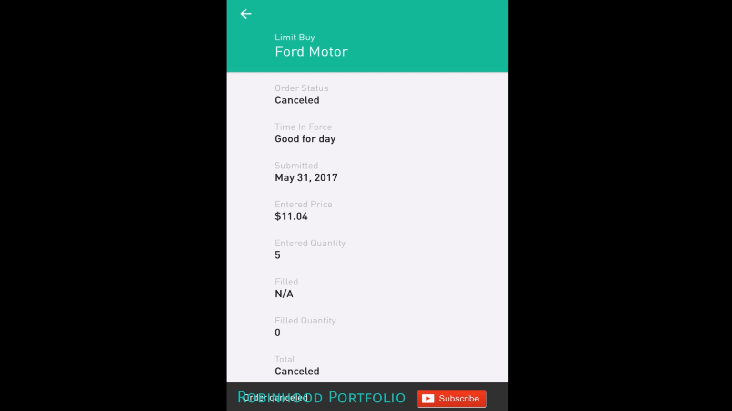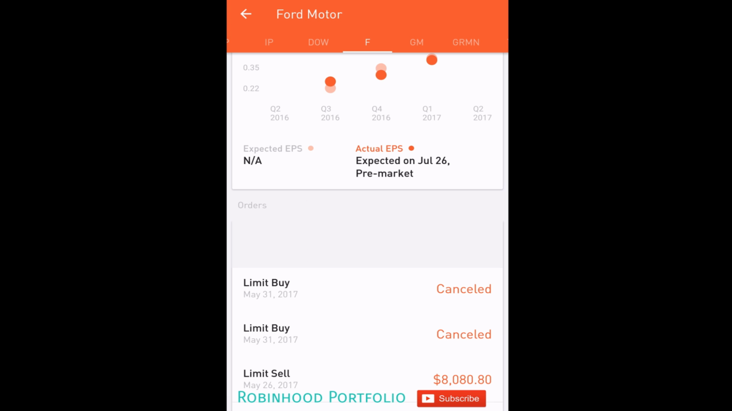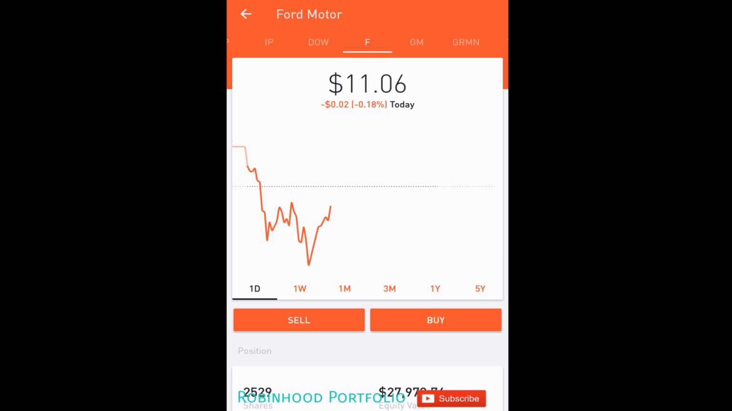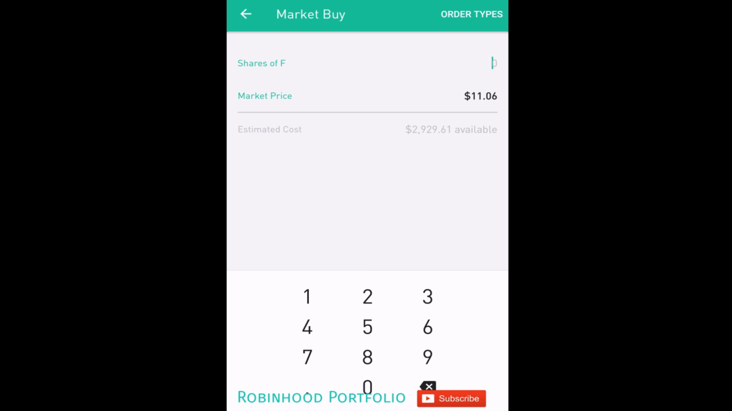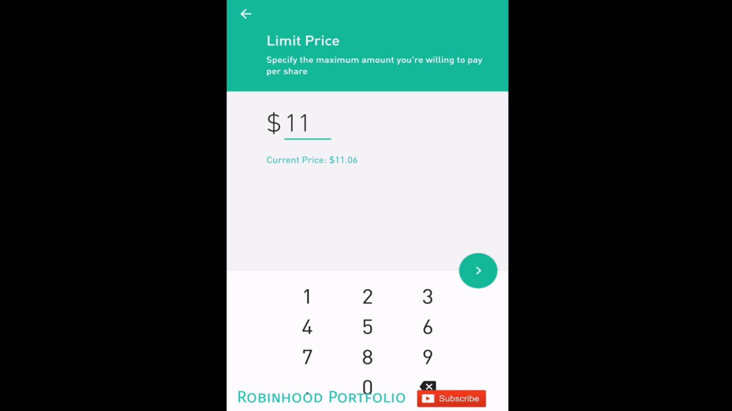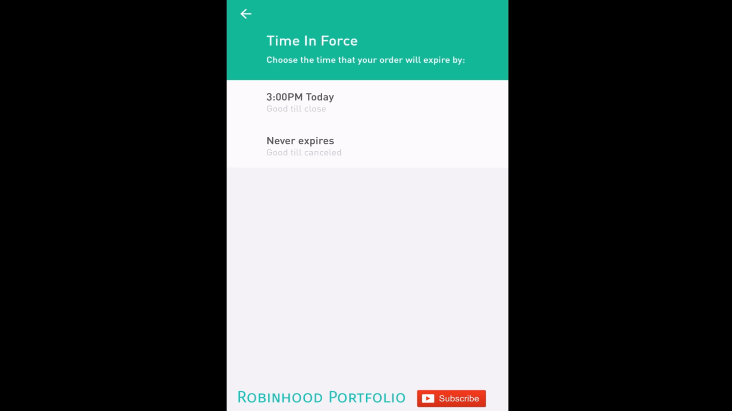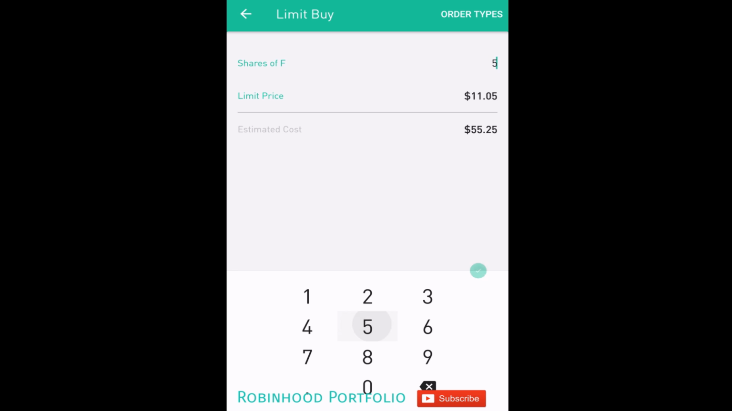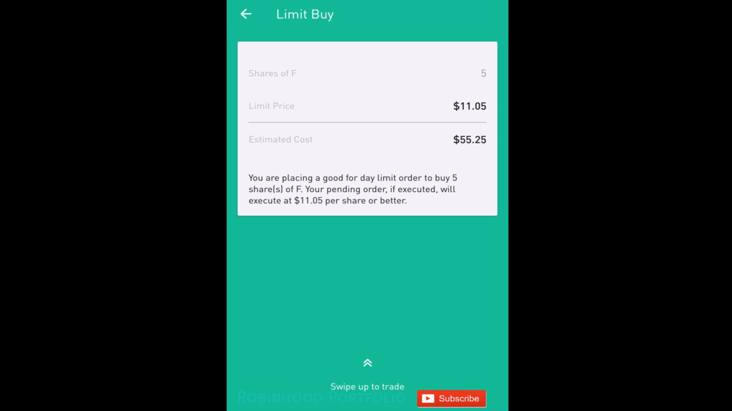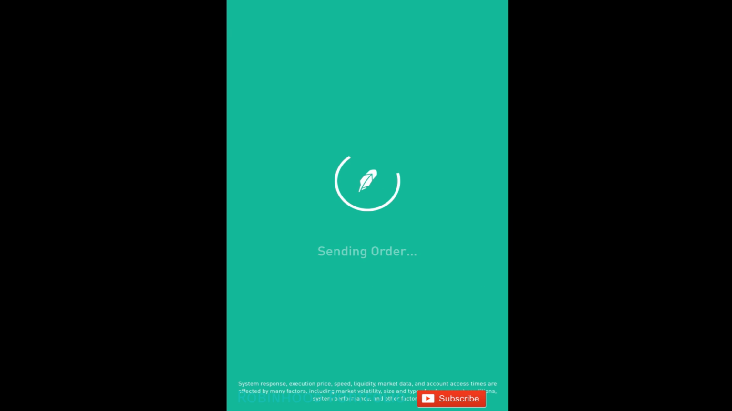Let's put a little bit more aggressive or less aggressive order in actually for the limit buy, just because I want to have this executed here. Let's go buy again. Up on the top right, limit buy. Let's do 11.05, 3 p.m. today. Let's do the 5 shares. You can see their estimated cost, $55.25.